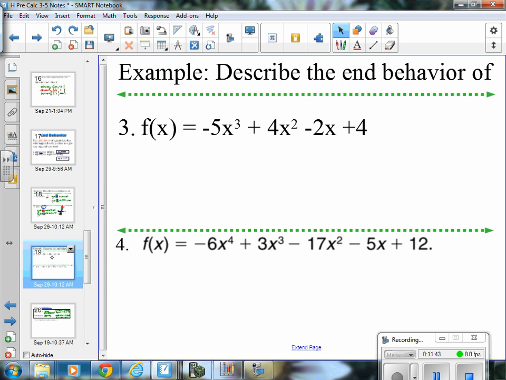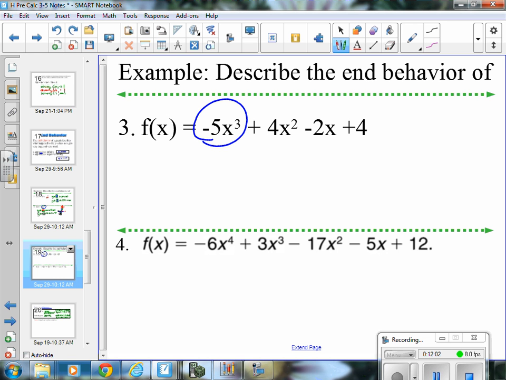All right, so let's take a look at the next two. Now, you can type these into your calculator. You absolutely can, but I'm going to see if we can do this with just looking at that degree idea. What is the highest degree term in number 3? So circle that. All right, the highest degree one, since it's in descending order here, would be that one. So we know what 5x cubed looks like. We just talked about that one.